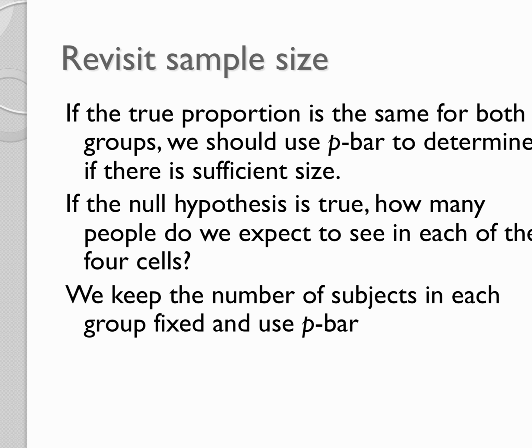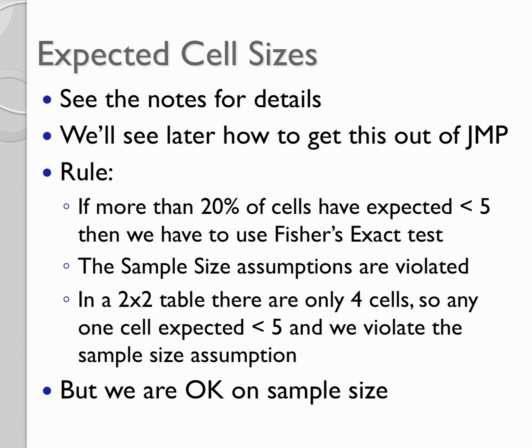Now we can revisit the sample size estimation. If our true proportion is the same for both groups, then we can use P bar to look at sufficient size. How many people do we expect to see in each of the 4 cells in our 2x2 table? You can see the notes for the details of the calculations. We'll actually see in the JMP video how to get it out of JMP. It's much faster and easier than having to do the math yourself.